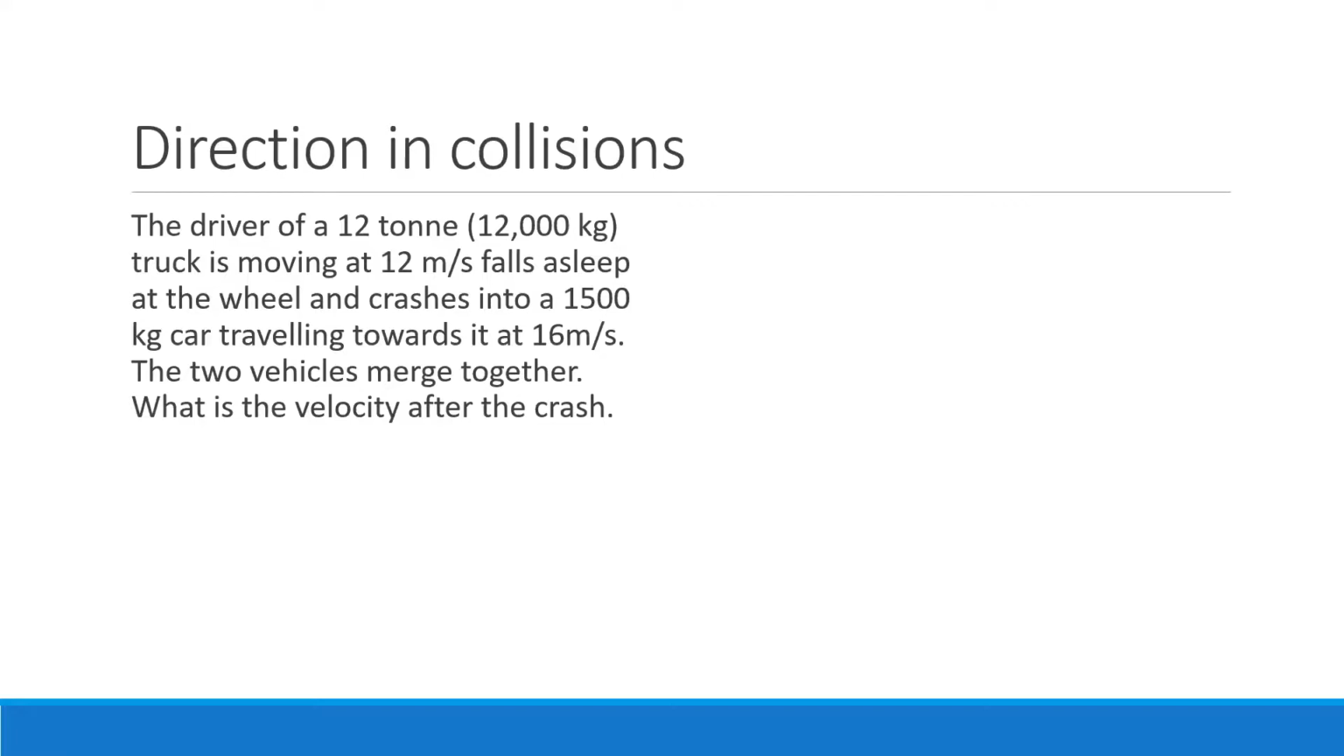The driver of a 12-ton truck, 12,000 kilograms, is moving at 12 meters per second, falls asleep at the wheel and crashes into a 1,500 kilogram car traveling towards it at 16 meters per second. There needs to be a comma or a full stop in this sentence. That's a really bad sentence. The two vehicles merge together. What is the velocity of the car after the crash? I've also forgotten the question mark.